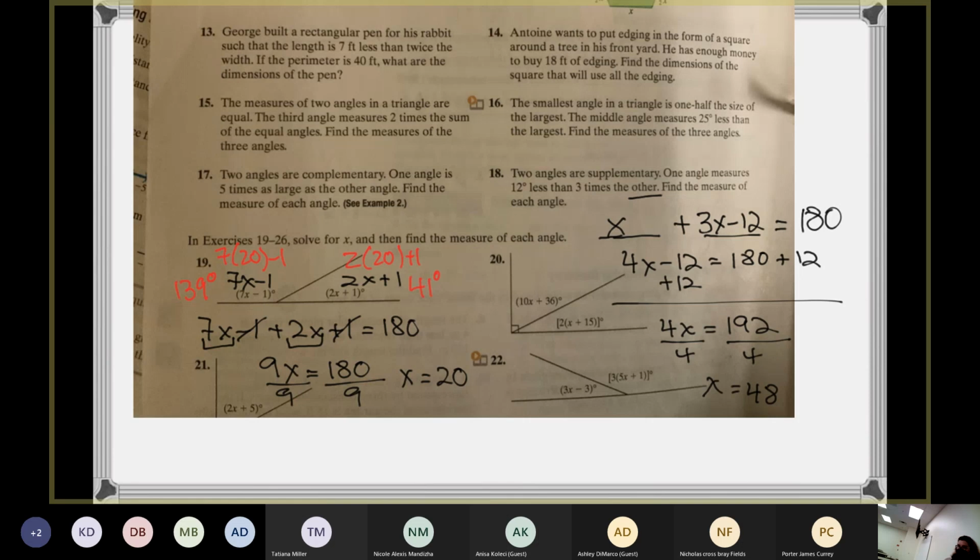And again, we're not done. So one angle is 48 degrees. The other one is 3x minus 12. 3 times 48 minus 12. 144 minus 12, 132. 132 plus 48 is indeed 180. How do you like that?